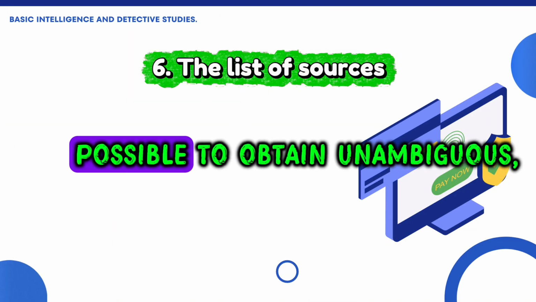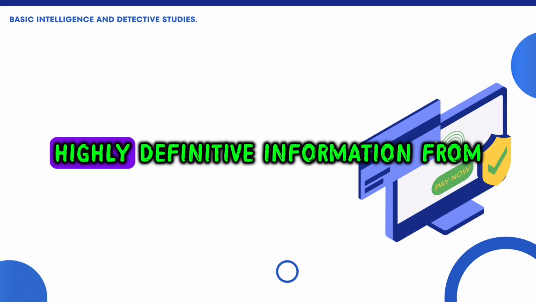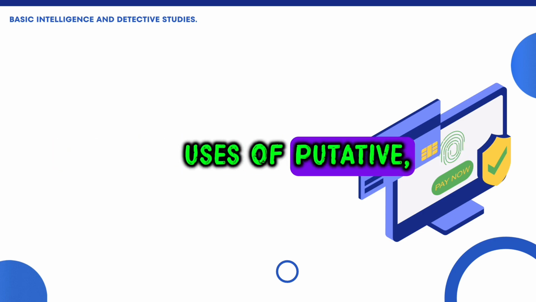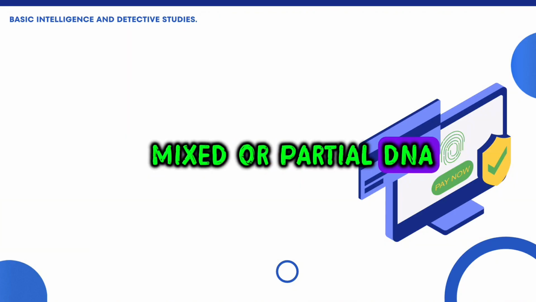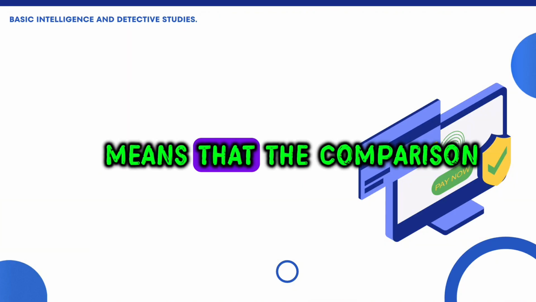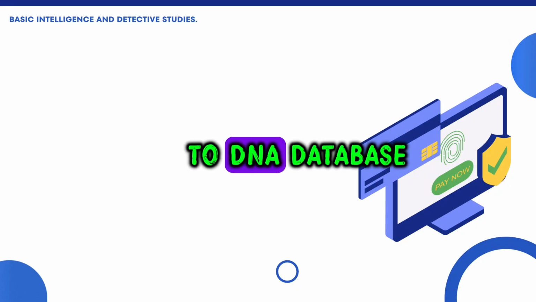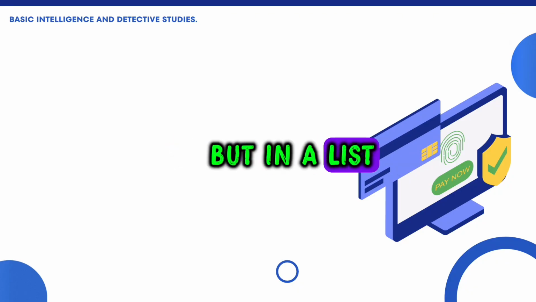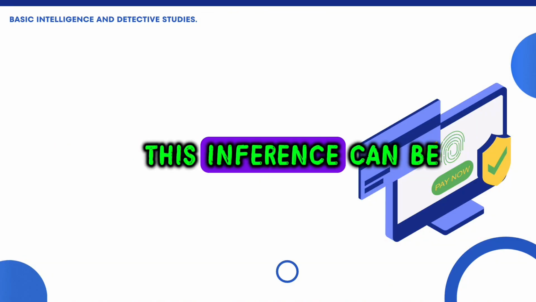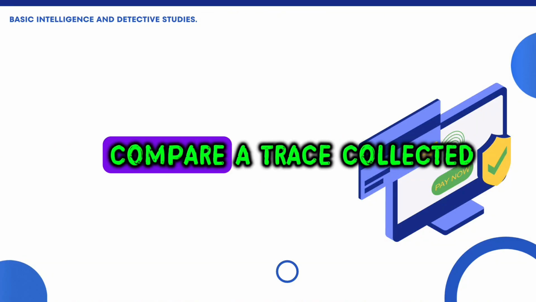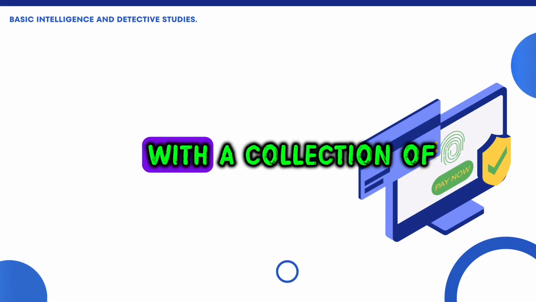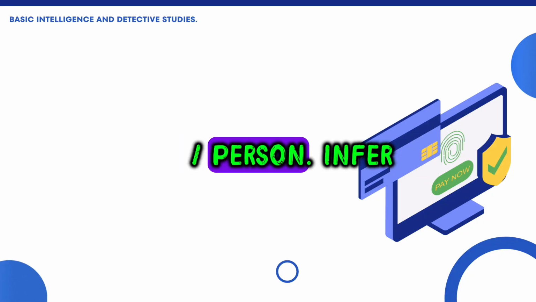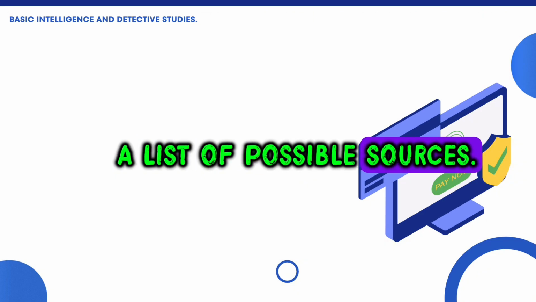Often it is not possible to obtain unambiguous, highly definitive information from a trace. For example, the use of putative, mixed or partial DNA profile information means that the comparison of such a sample to a DNA database can result in not one single match, but in a list of possible sources. This inference can be generalized as follows. Compare a trace collected from a crime scene with a collection of relevant reference prints taken from a physical object or person. Infer a list of possible sources.